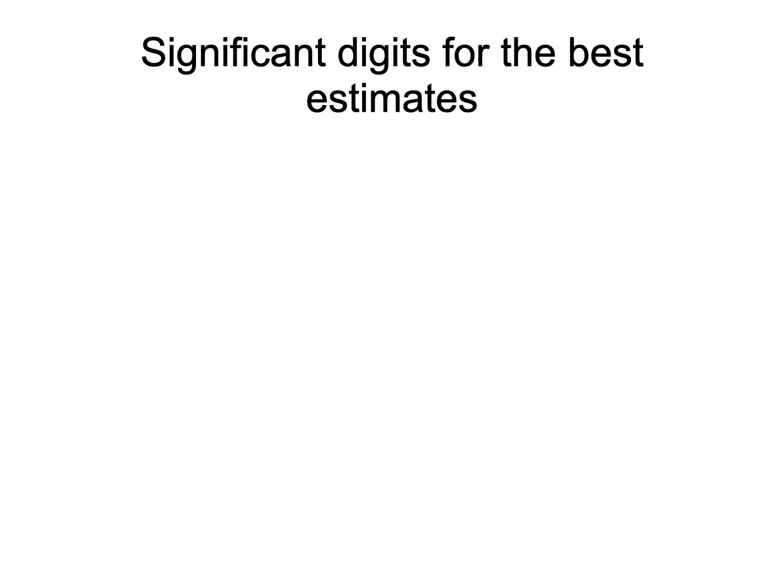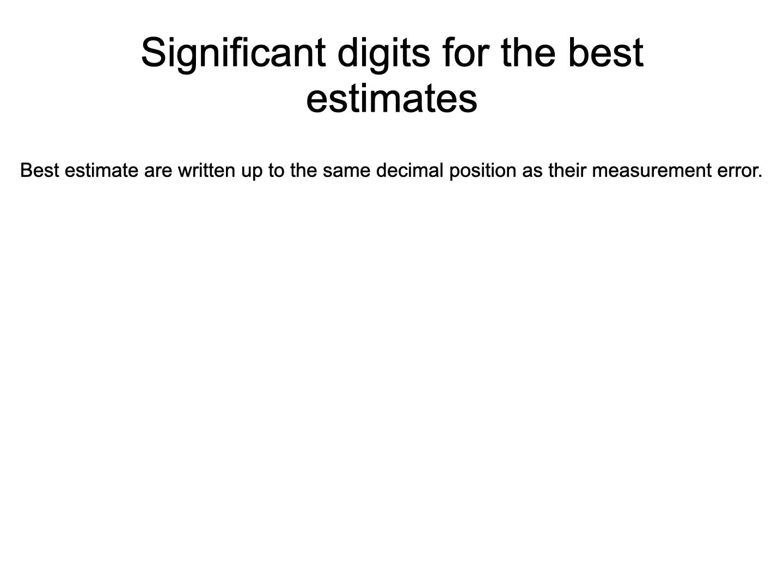The advantage of letting our measurement error have only 1 significant digit is that we know which decimal position in our best estimate is affected by the error. The best estimate should not have more decimals beyond the last decimal position of its error. It should not have less decimals either. In fact, best estimates are written up to the same decimal position as their measurement error.